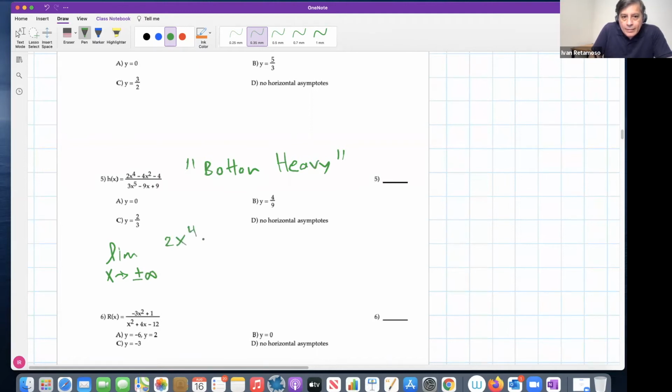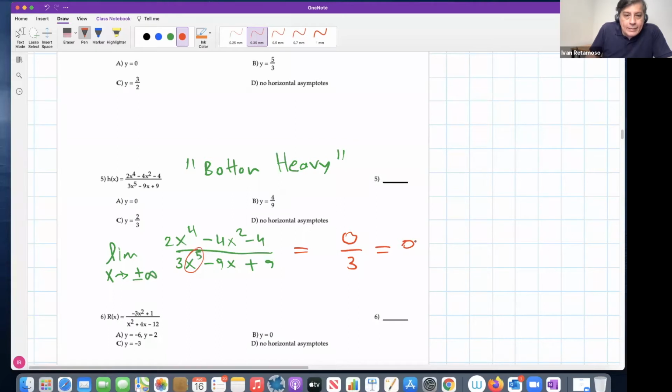Okay, so if you divide by x to the 5th power, which is the highest power of the denominator in this case, dividing this into this, 1 over x, 1 over 3x, 4 over x to the 5th, this will be 0. So 0 divided by 3 in the bottom, 0, this limit.